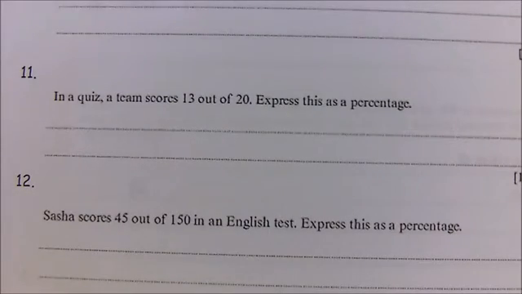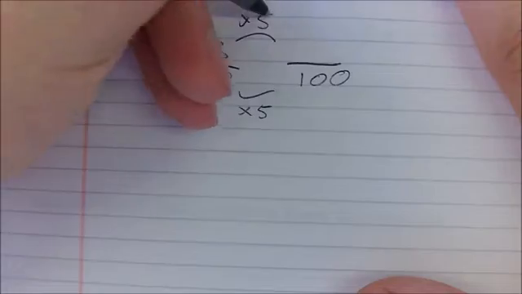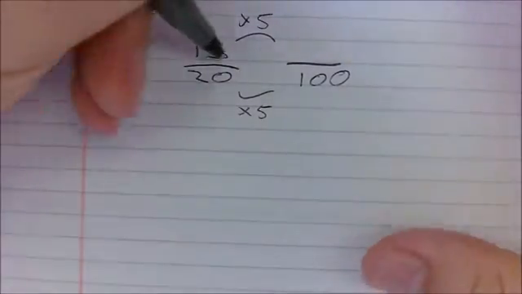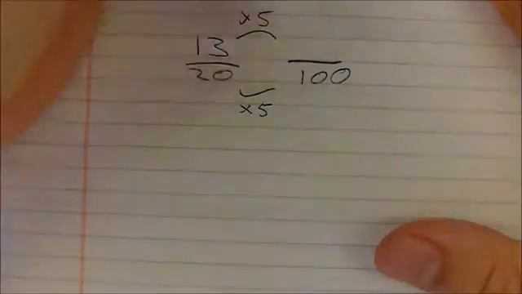In a quiz, a team scores 13 out of 20. Express this as a percentage. Same again. It's going to be 13 out of 20. We know percentage is out of 100, so we multiply by 5 to get the denominator to 100. So we multiply the numerator by 5 to find the percentage. So 13 times 5, 10 times 5 is 50, 3 times 5 is 15, so it's going to be 65 out of 100, which is 65%.